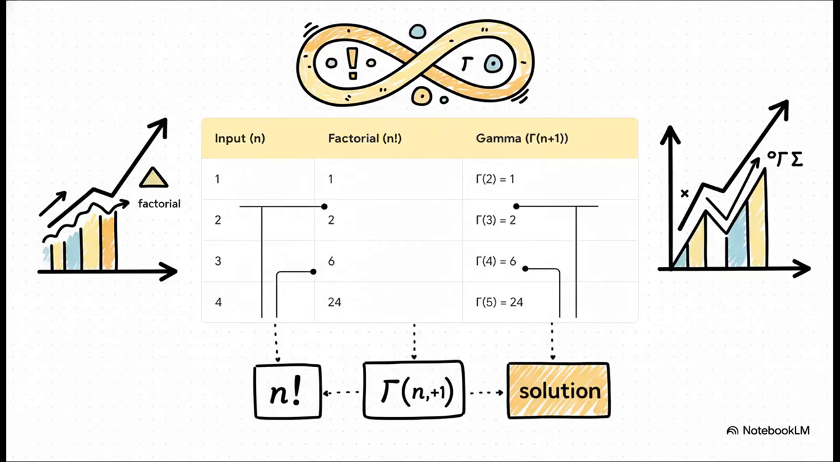And look at this. This is where it all clicks into place. If you calculate the gamma function at n plus 1, you get exactly n factorial. You plug in gamma of 2, you get 1, which is 1 factorial. You plug in gamma of 3, you get 2, which is 2 factorial. Gamma of 4 gives you 6, which is 3 factorial. It's perfect. It hits every single one of those dots we talked about.